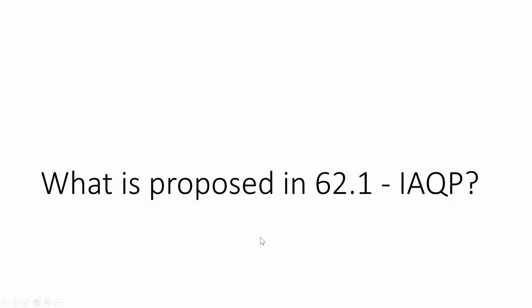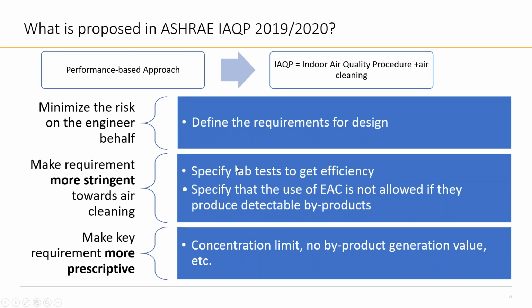So what is it about? Before I go into the procedure, the proposed change was specifically intended to minimize the risk on the engineer's behalf by making the requirement more stringent, and by more stringent, I mean more specific, to say, where do you get the efficiency of the air cleaning solution? What about byproducts? And to make the requirement much more prescriptive, because you need this.